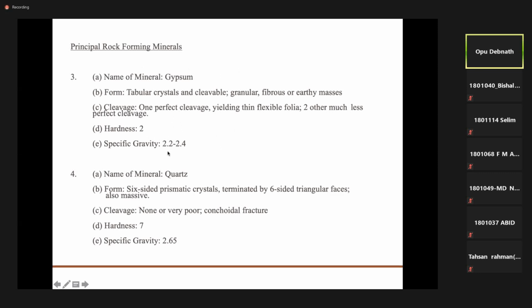And another term must be included, that is the principal rock. Suppose you write a short note about gypsum, you will include the name of the principal rock. That means, is gypsum found in igneous rock, or sedimentary rock, or metamorphic rock? Sometimes one mineral may be found in different rocks, okay. So these are the instructions. I will also provide this instruction along with the assignment in written form.